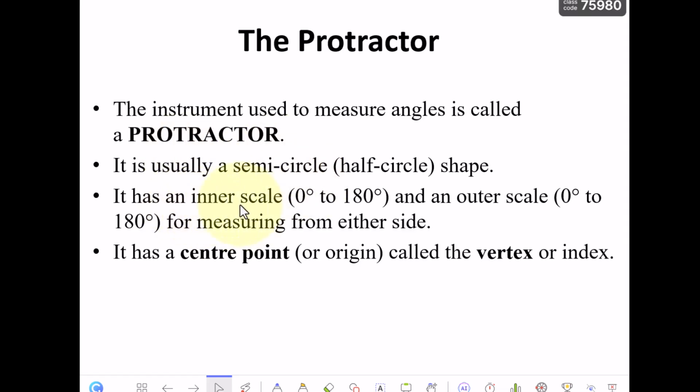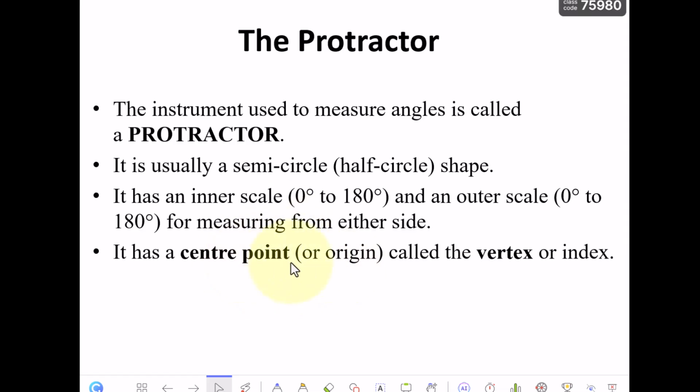Now, a protractor has two scales. We have one that is the inner scale, and we have the other one that is the outer scale. Both of them measure from 0 degrees to 180 degrees, and each of them has the measurement from either end. So most times the inner scale starts the 0 from the right-hand side to the left, while the outer scale starts the 0 from the left to the right.